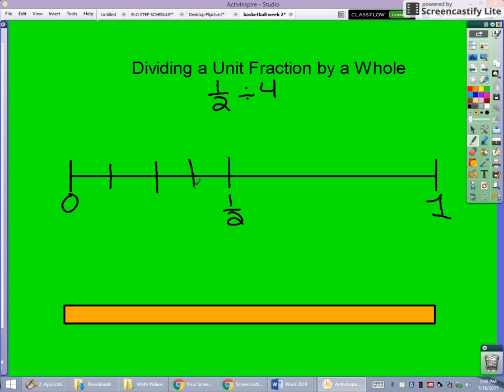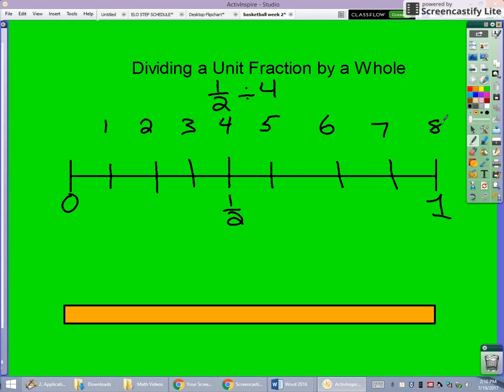Because it is only a half, I need to represent the whole in its entirety, which means if I divided the first half of my whole into 4, I need to also partition my second half into 4 equal parts. If I count how many equal parts I have: 1, 2, 3, 4, 5, 6, 7, and 8 parts.